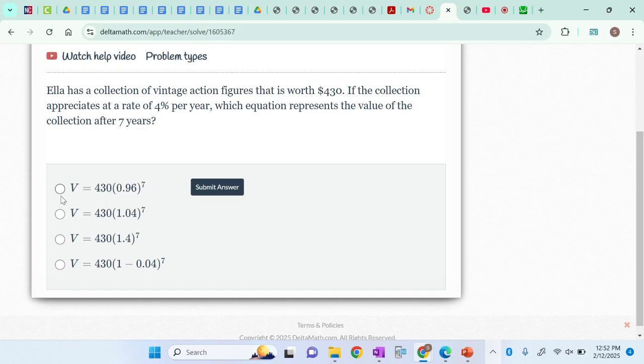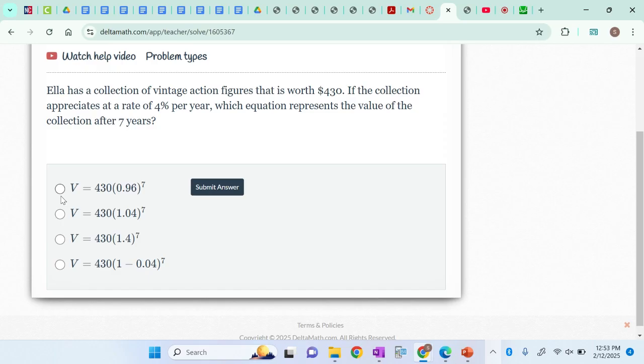All right. So again, this is review from Math 1. You might want to jot this down either in your journal, off on the left side of that foldable, or on a scratch sheet of paper. Ella has a collection of vintage action figures worth $430. She appreciates at a rate of 4%. Which equation represents the value of the collection after 7 years?